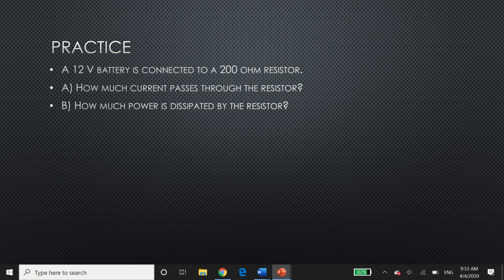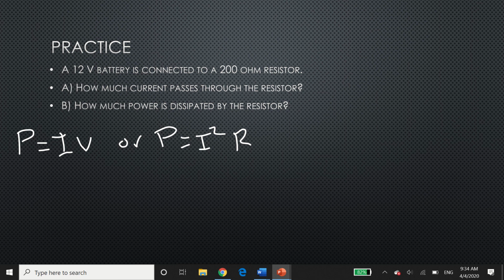Okay, next part is we want to know how much power is dissipated by the resistor. So let's throw these equations up here. Remember, we had two equations that relate power and current. Power is equal to current times voltage, and power is equal to current squared times resistance. We need to look at the wording of the question to determine which equation we're going to use. It says how much power is dissipated by the resistor. So we want to know how much power is lost by the resistor.